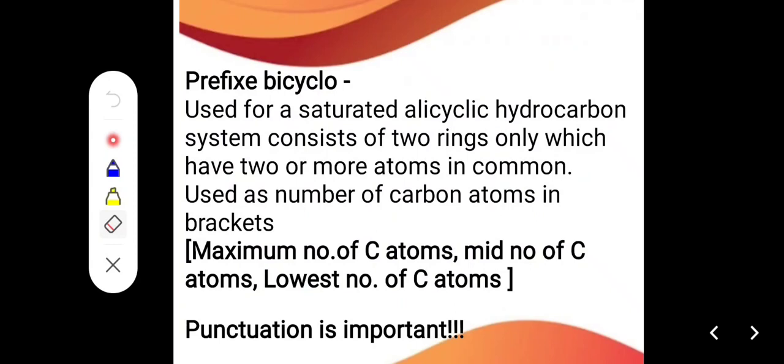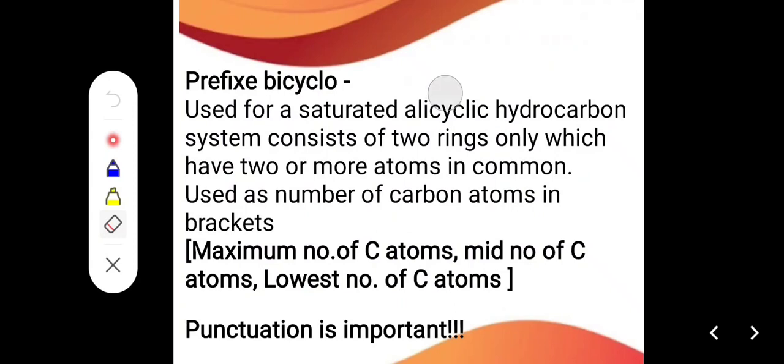That should be a saturated alicyclic hydrocarbon system consisting of two rings only which have two or more atoms in common. The number of carbon atoms is written in brackets. So bicyclo means a bicyclic system having two or more atoms in common, and it is saturated. In some cases they may have a double bond.